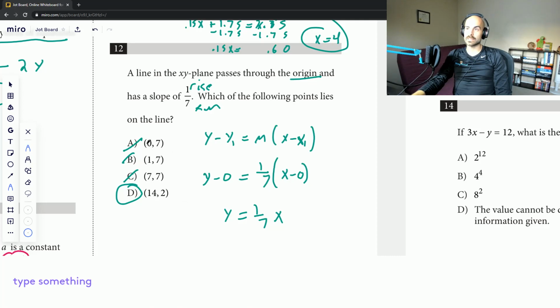So when I plug in 0, I should get 7 if the answer was A. Well, 0 times 1/7 equals 0, so that doesn't work, right? But if I plug in for D, if I rewrite it as does 2 equal 1/7 times 14, which is just 14/1, it does, because that turns into 14/7, which is then just 14 divided by 7, which is 2. So that's D.